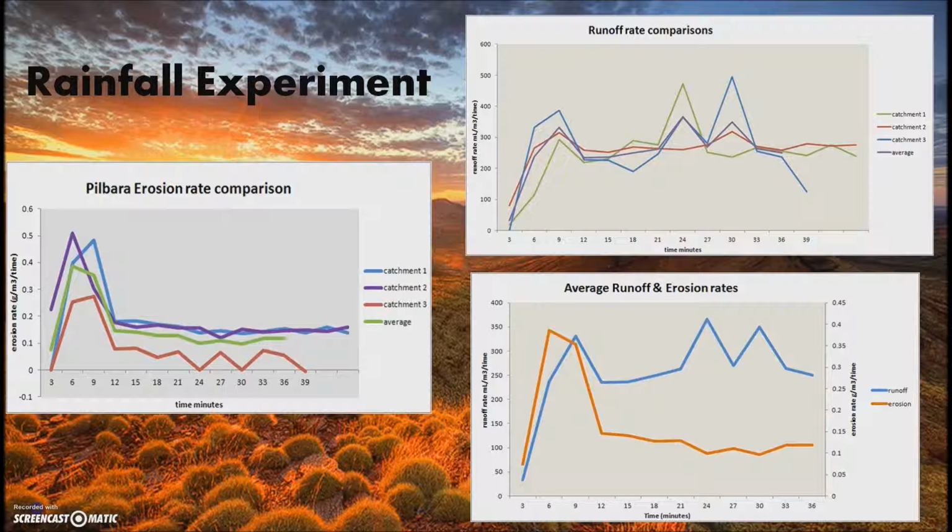These results were obtained from the rainfall experiment conducted outside. Within the outdoor rainfall simulation experiment, erosion rates as well as runoff rates peaked within the first 3 to 12 minutes of precipitation, however then decrease over time.